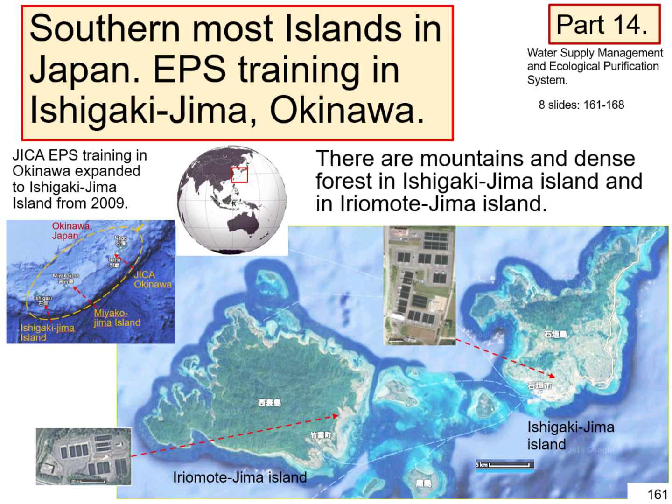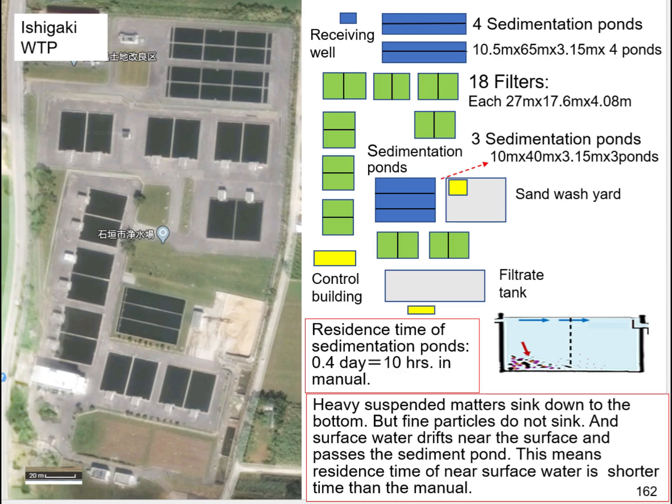EPS4 Part 14. Training in Ishigaki Jima, the southernmost island in Japan. Ishigaki Water Treatment Plant for Drinking Water is a huge ecological purification plant with 18 filters.